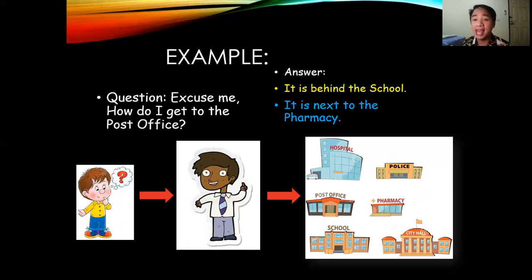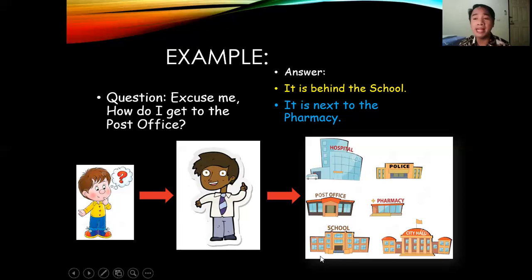Or you can say it is between the hospital and the school. So it is between the hospital and the school as well. Meaning the post office is located at the center between the hospital and the school.